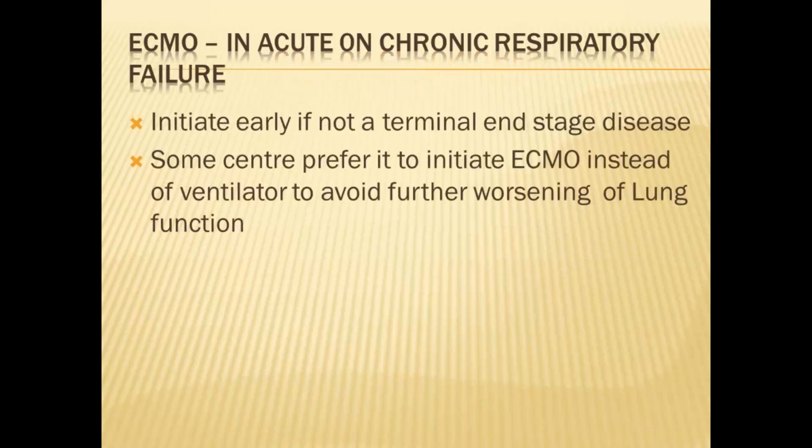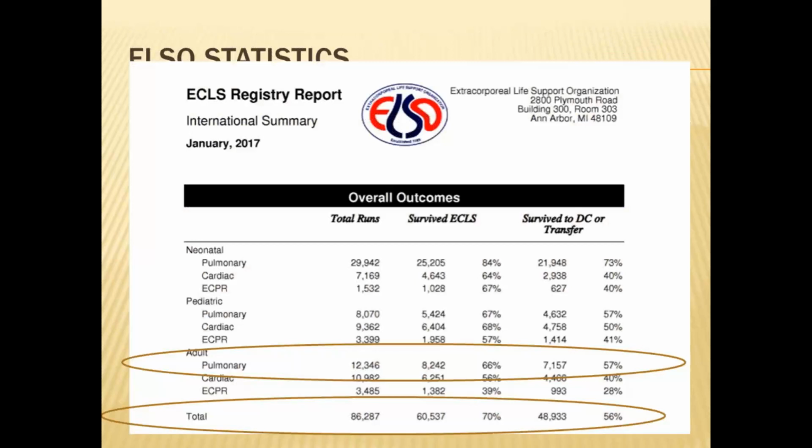Excluding non-recoverable failure, where ECMO may not be of much benefit, so you should not think about it there. ECMO in acute on chronic respiratory failure is somewhat different. We know that if we put a patient with chronic respiratory failure on a ventilator, that is going to further worsen the chronic lung status. So in that case, it's preferable to put the patient on ECMO instead of a ventilator, and you can think of putting the patient on ECMO plus BiPAP, and that might help the patient more.